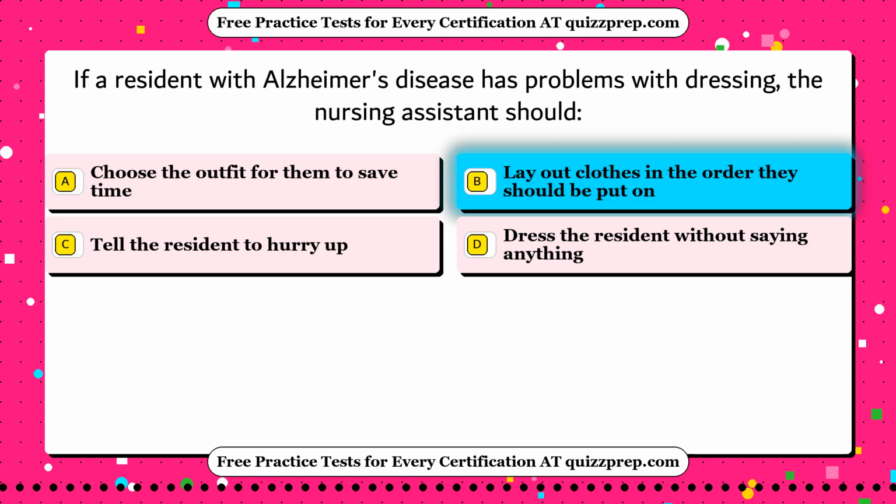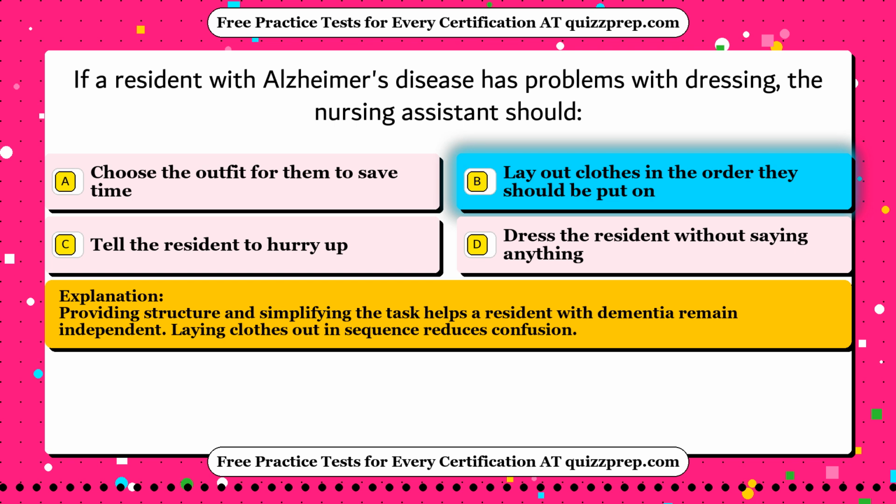The correct answer is option B, lay out clothes in the order they should be put on. Providing structure and simplifying the task helps a resident with dementia remain independent. Laying clothes out in sequence reduces confusion.